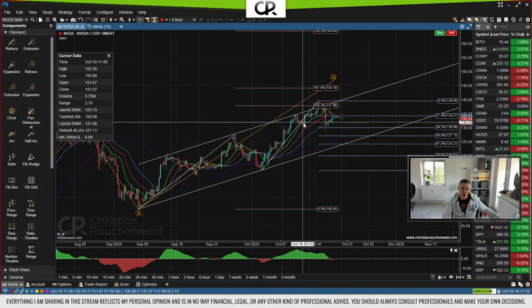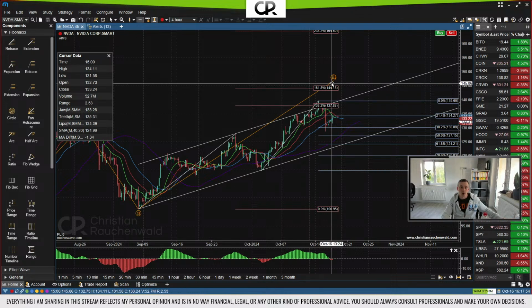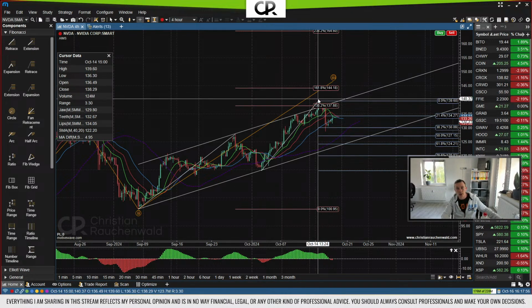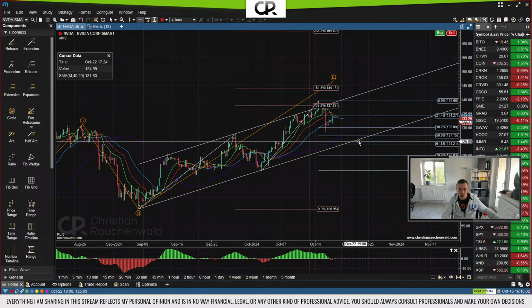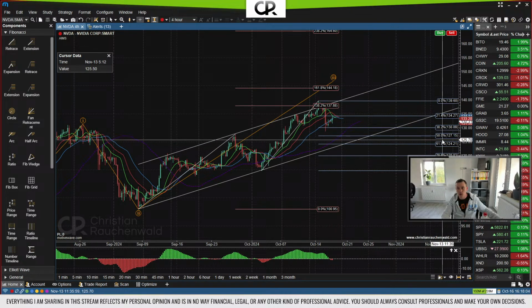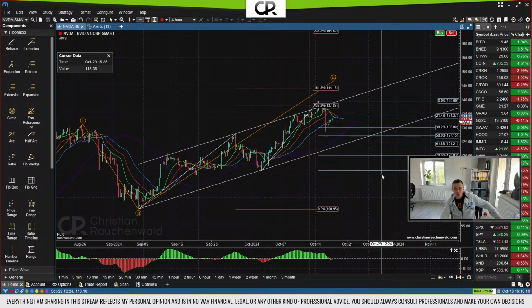1, 2, 3, 4, 5, where wave 5 just didn't go as long as we expected. And we're now correcting this whole move, which could be done here, but from the overall look, I think we'll get another push down and should potentially reach the 61.8 retracement, which would mark a potential entry point. Stop loss would then need to be at 114.70. Moving on. What else do we have?